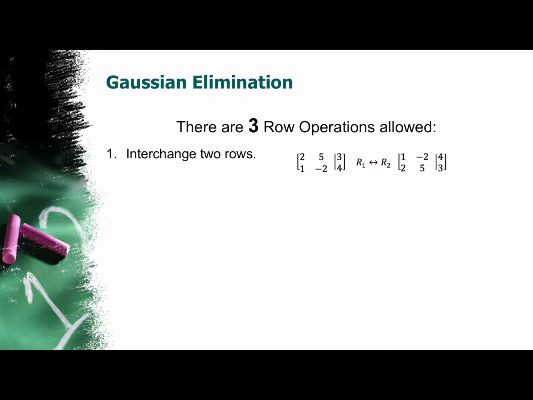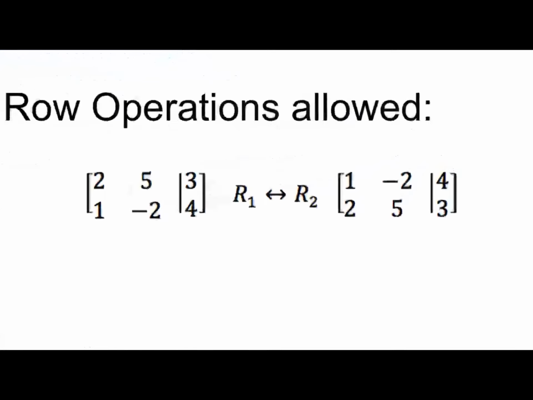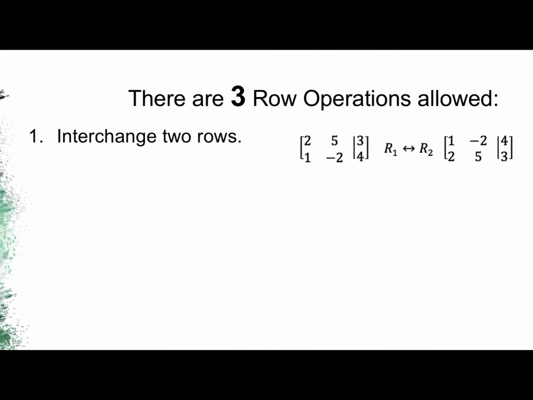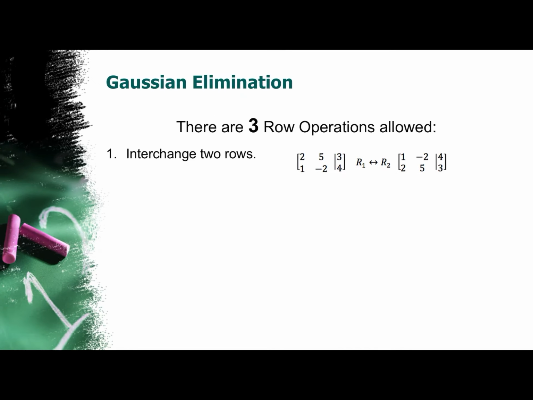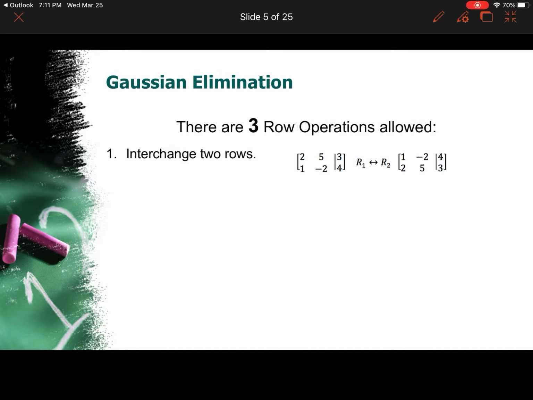Now, when we do these row operations, we have some little symbols that we use. So R with a sub 1 is row 1. R with sub 2 is row 2. Okay, so this is the symbol that means we're just going to switch their places, right? So 2, 5, 3, instead of being in row 1, is going to be in row 2. And 1, negative 2, 4, instead of being in row 2 now, is going to be in row 1.